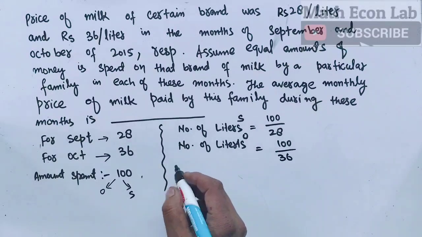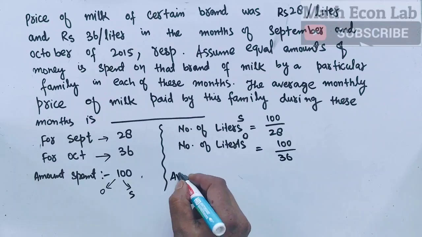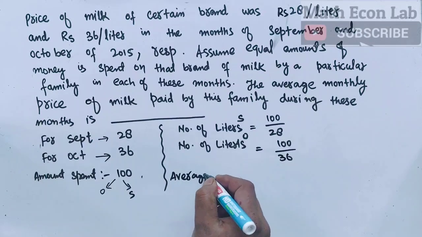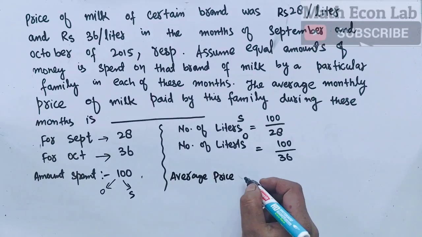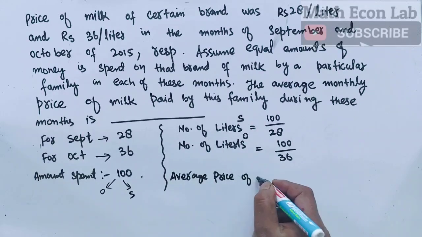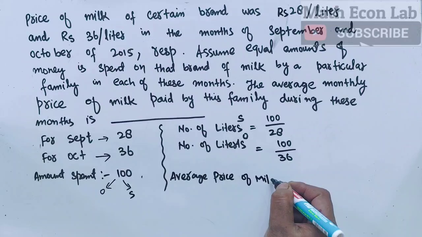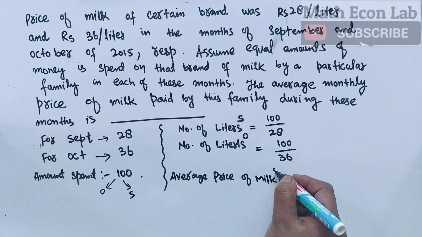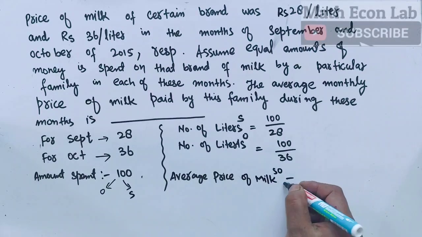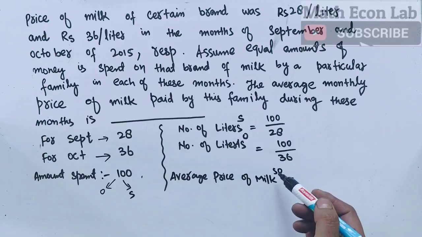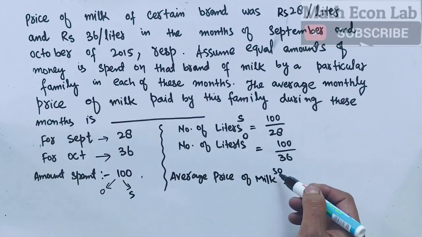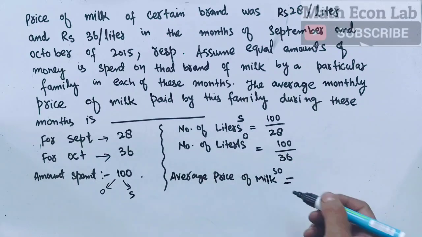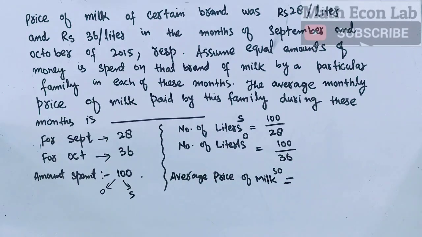Now average price of milk for September and October. I am doing this superscript to show September and October. This is not any standard notation of showing this stuff. For the sake of simplicity, I am doing it here.